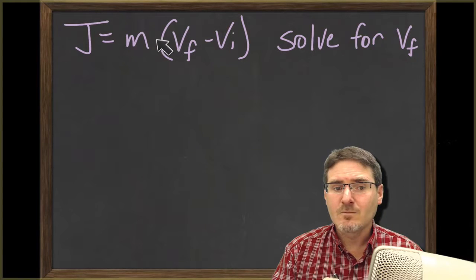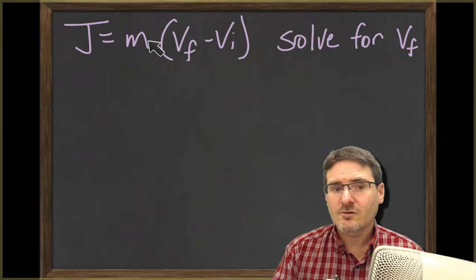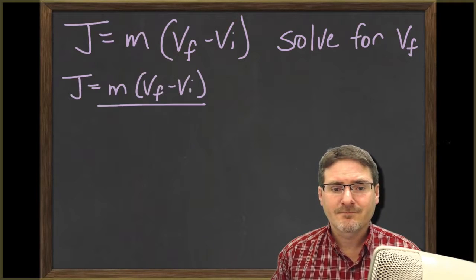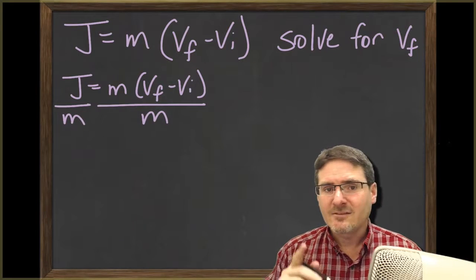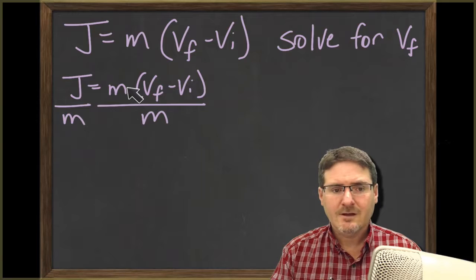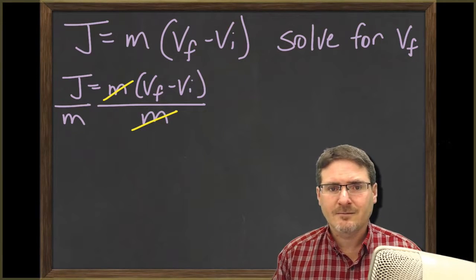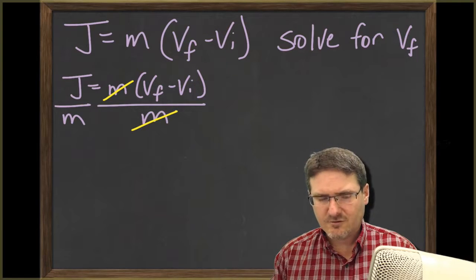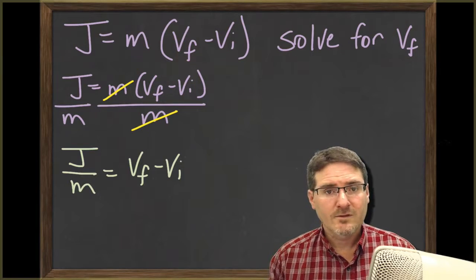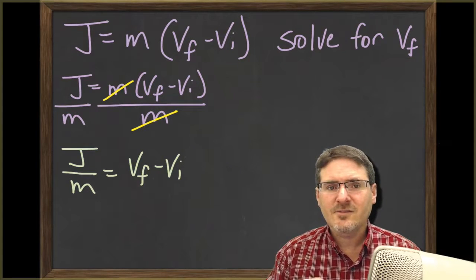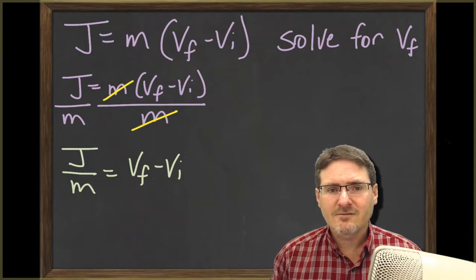Again, it's being multiplied by everything in parentheses. So we're going to divide both sides by m, like this. And just as before, we have numerator and denominator, the same value, so those two cancel out. And we now are left over, if we simplify this, with J over M equals final velocity minus initial velocity, VF minus VI. Now, because they're all together and nothing else is involved, we can get rid of those parentheses.